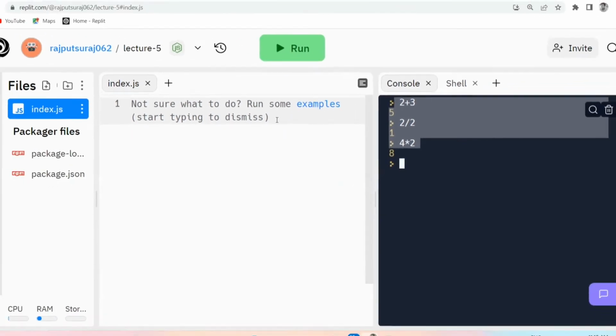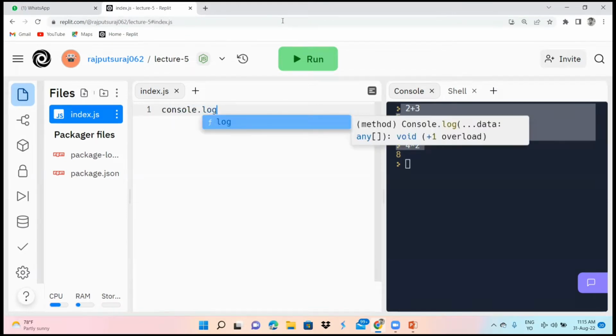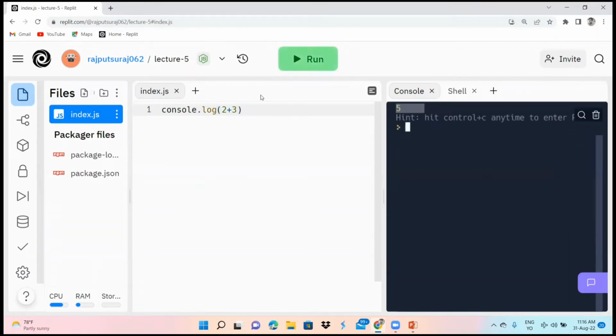Now if we write console.log, open your small bracket and write 2 plus 3, this will give you the output. You can see 2 plus 3 is 5. So that is the basic of mathematical operator.